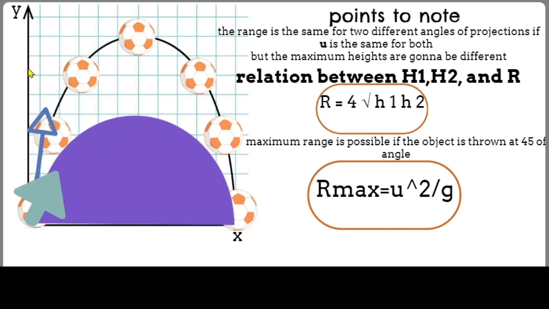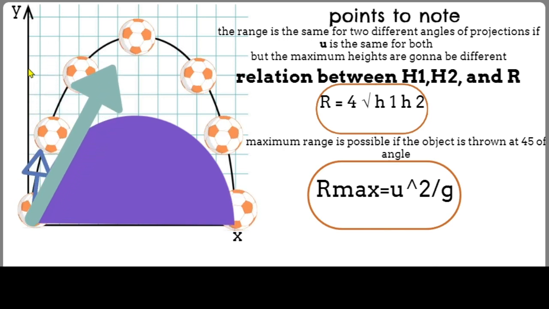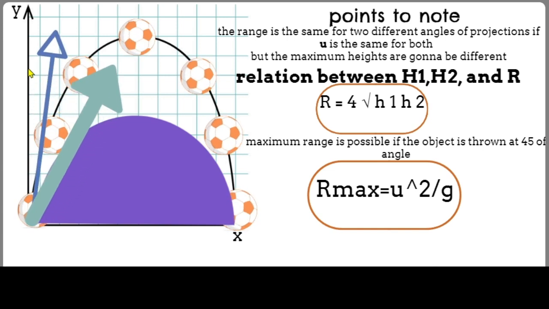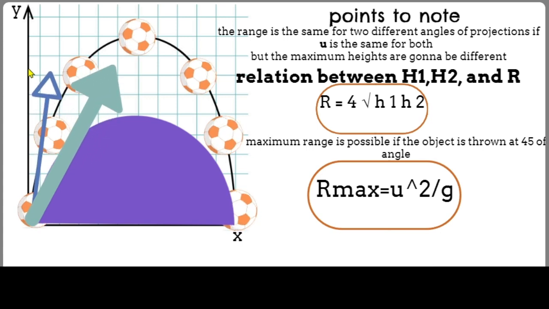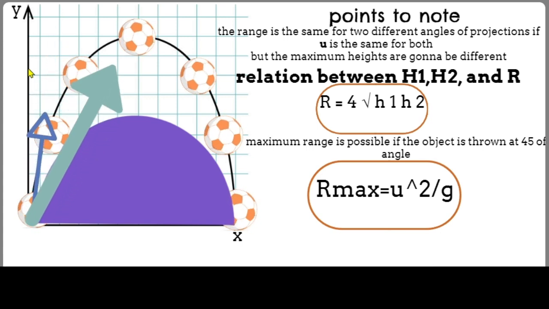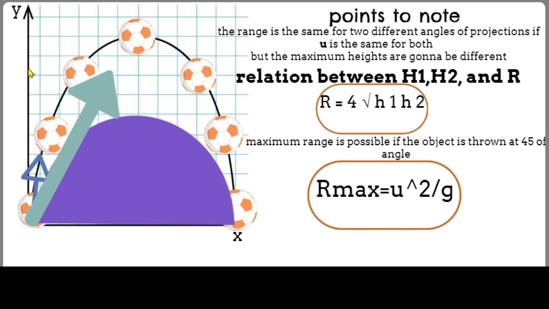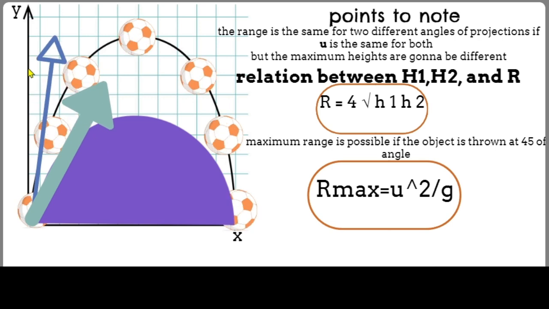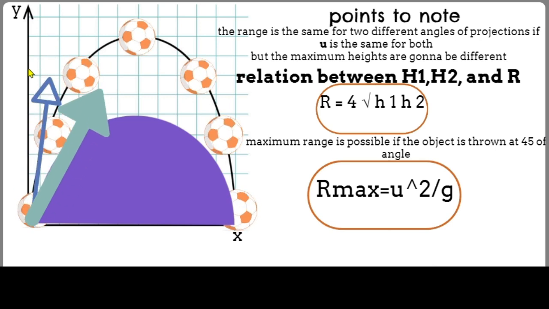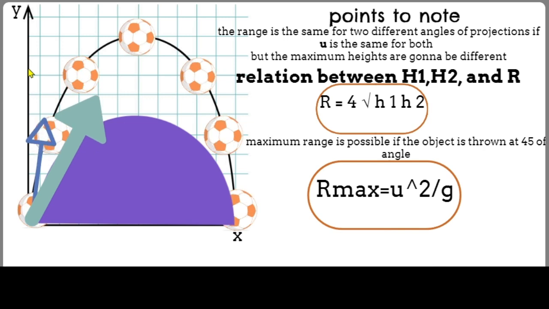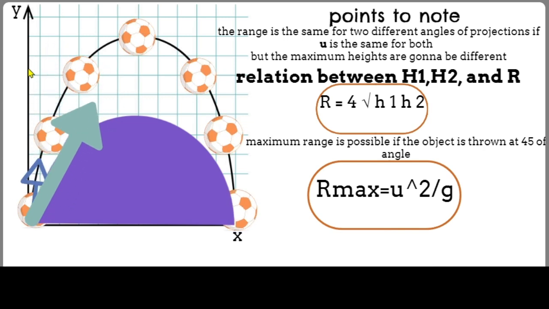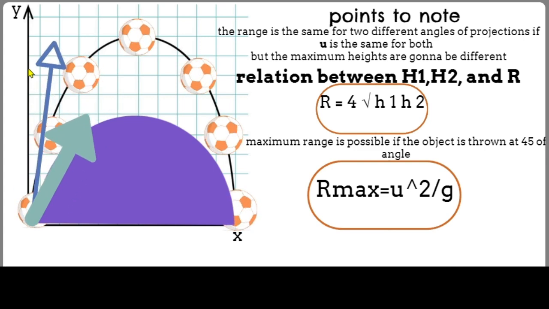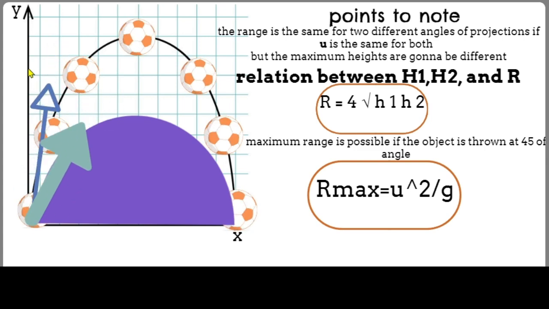Next, what's going to be the maximum range? Yeah, people almost always ask this question. The maximum range is going to be u square by g. The initial velocity squared divided by g is the maximum range. But to get the maximum range, we need to throw at 45 degrees.